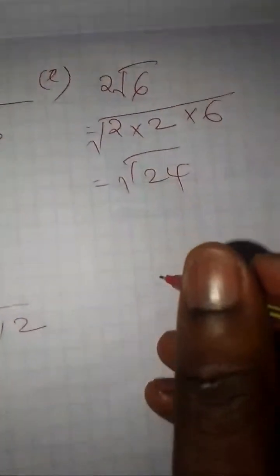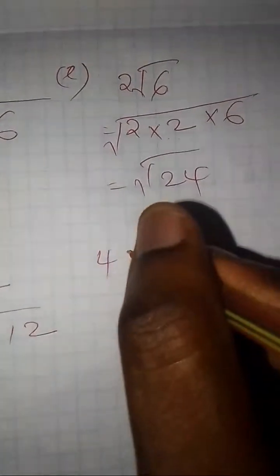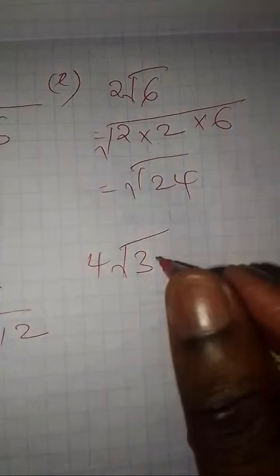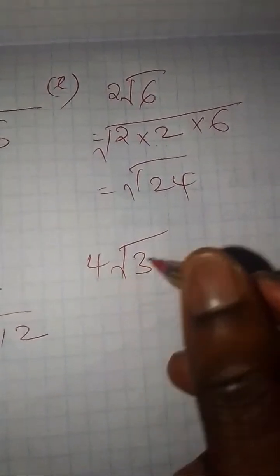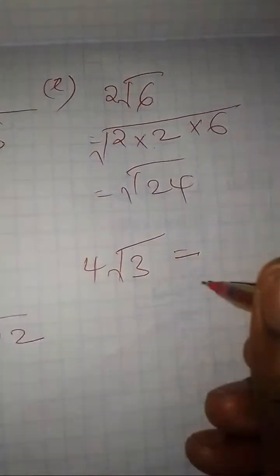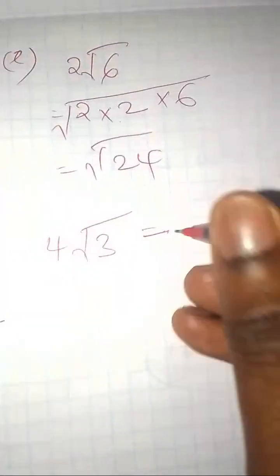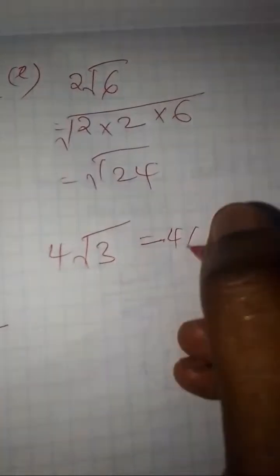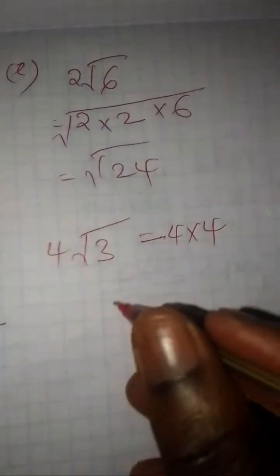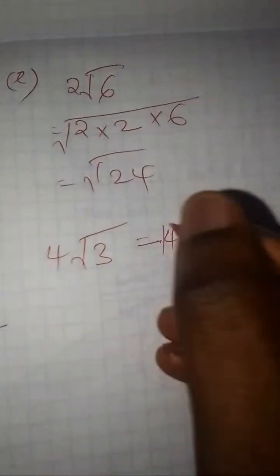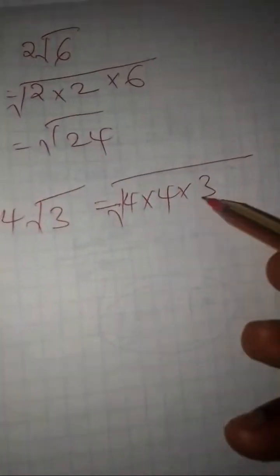Again, when you have 4 root 3, how can this one be simplified? So 4 root 3 is the same as this 4, we have to multiply it by itself. So now it becomes 4 multiplied by 4 times root 3 times 3. So all of them shall now be into a root.